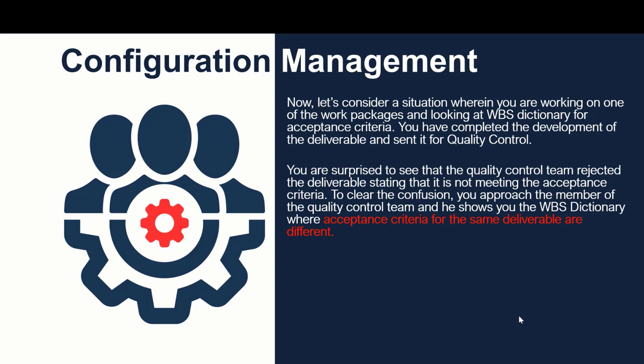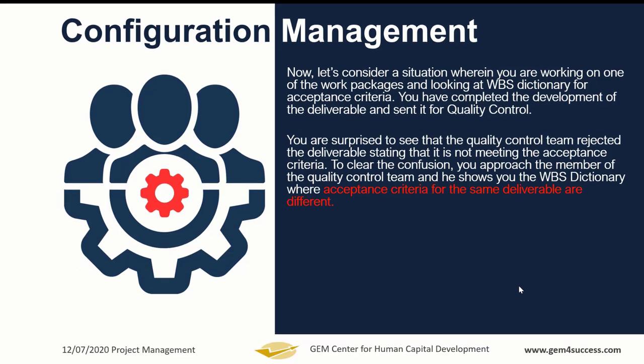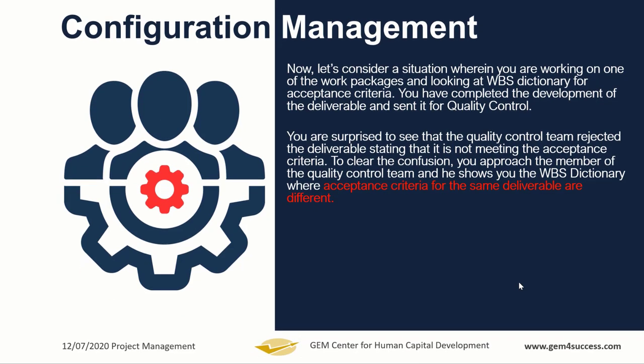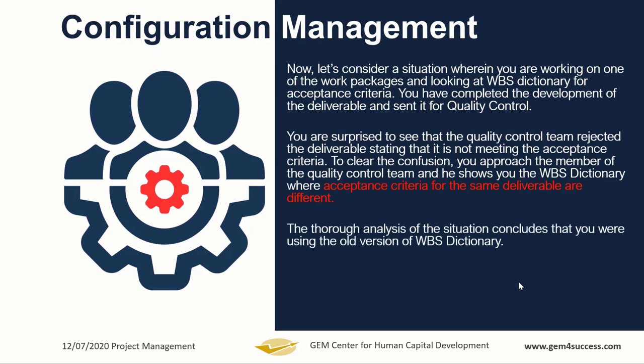Then you are surprised. The control quality team rejected your deliverable, stating that it is not meeting the acceptance criteria. You are confused because you have the work breakdown structure dictionary that clearly spelled out what the acceptance criteria for your deliverable would be. Then it was pointed out to you that the work breakdown structure dictionary you are working with is different, is an old version. So this kind of problem is what configuration management is trying to address.